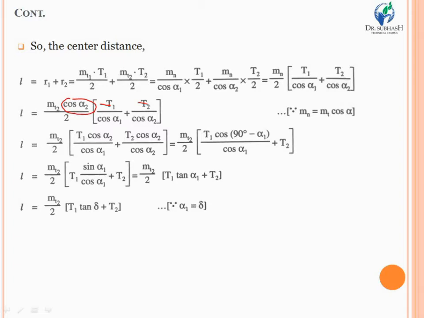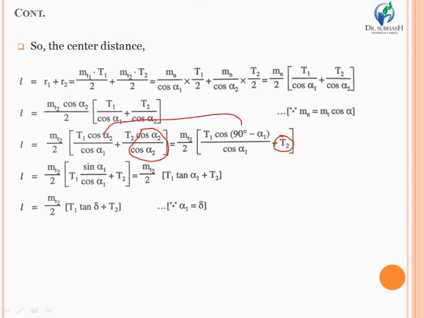Of course there is a common term, so MT2 upon 2 is separated out from the bracket. So we have T1 cos 90 minus alpha 1 upon cos alpha 1 plus T2. In this relation, what we have done is put the value of cos alpha 2 as cos 90 minus alpha 1. And cos alpha 2 and cos alpha 2 are similar, so they cancel out, and only T2 remains there. So finally your equation becomes MT2 upon 2, T1 cos 90 minus alpha 1 upon cos alpha 1, plus T2.